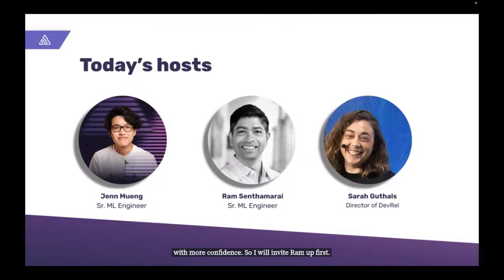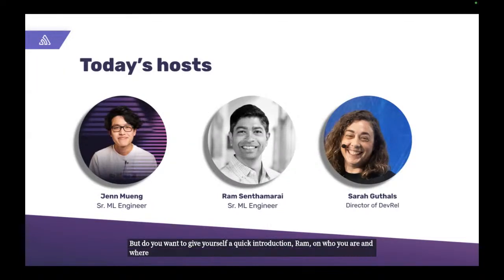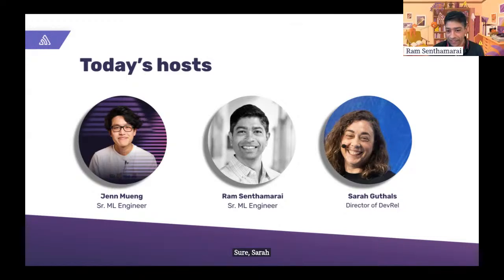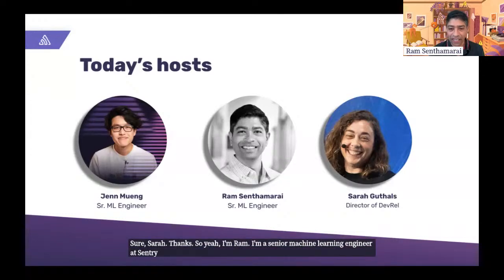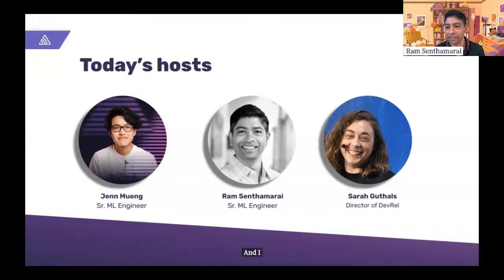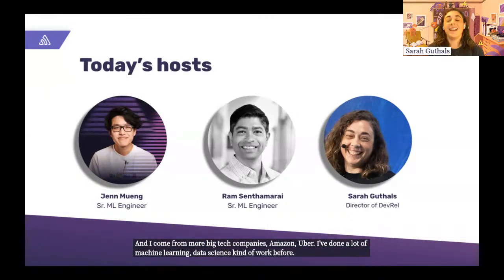But do you want to give yourself a quick introduction, Ram, on who you are and where you're coming from and what you work on here at Sentry? Sure, Sarah, thanks. So I'm Ram. I'm a senior machine learning engineer at Sentry. Currently, we are very actively working on anomaly detection, which you'll be hearing about a lot soon. I've been at Sentry for about 8 months now, and I come from more big tech companies, Amazon, Uber. I've done a lot of machine learning, data science kind of work before. Yeah, that's me in a nutshell.